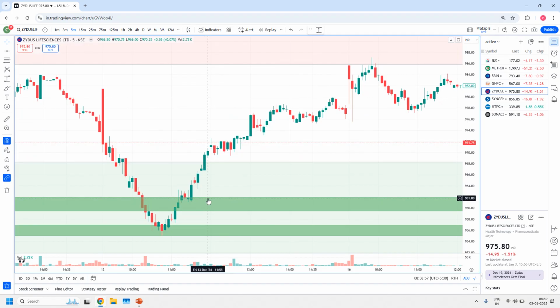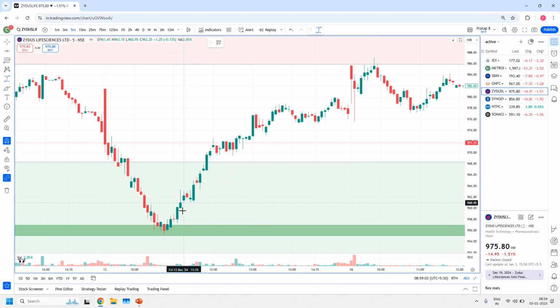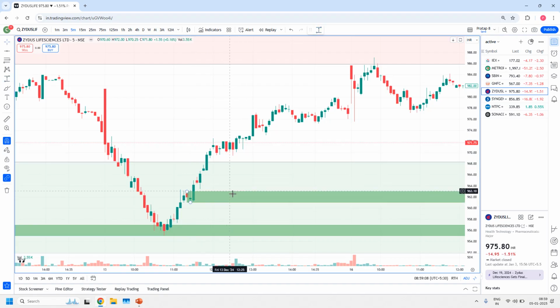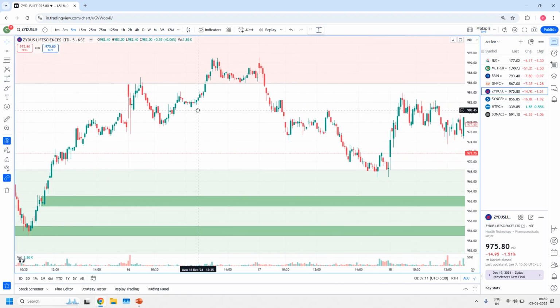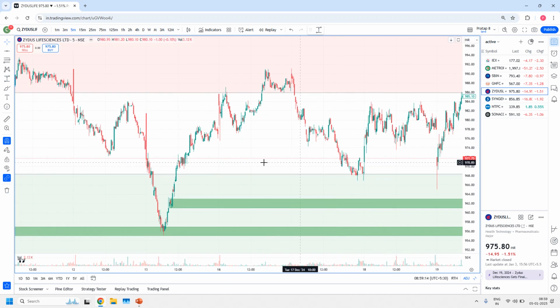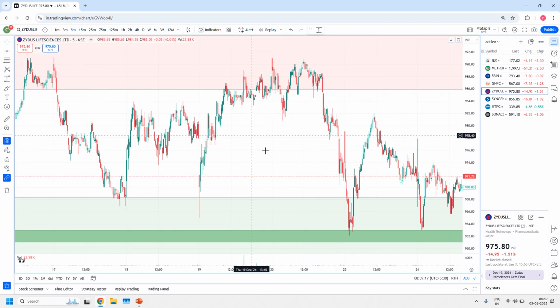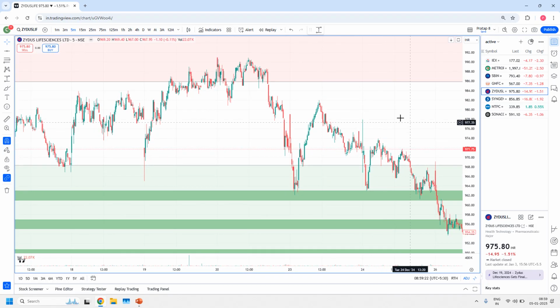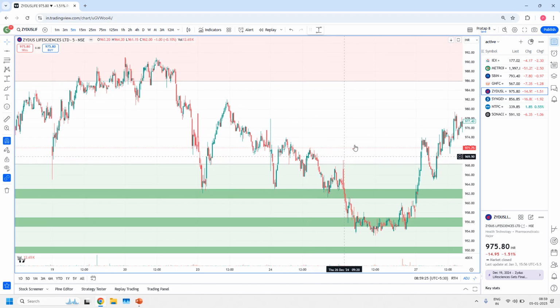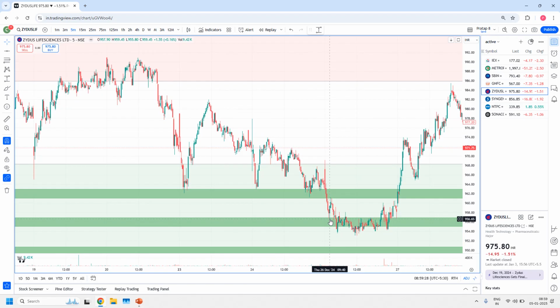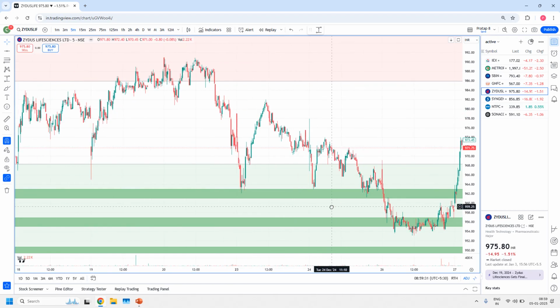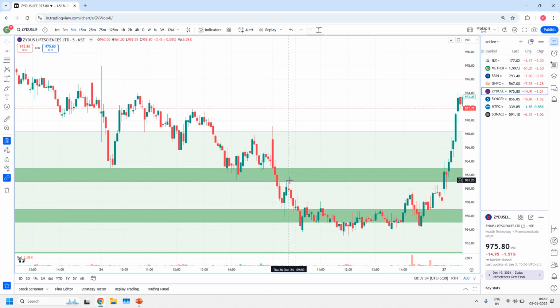I am deleting this. Now let me draw a fresh zone exactly from the same area. Now let me draw the zone here. Rally, 3 base candles and a rally. See, from here it picked up the orders and moved up. Again picked up the orders and moved up. Again picked up the orders and moved up. Now it is violated, and the second one already tested earlier. Again it picked up the orders and moved up to some extent. Maybe intraday profit it has given you. Now it is violated.